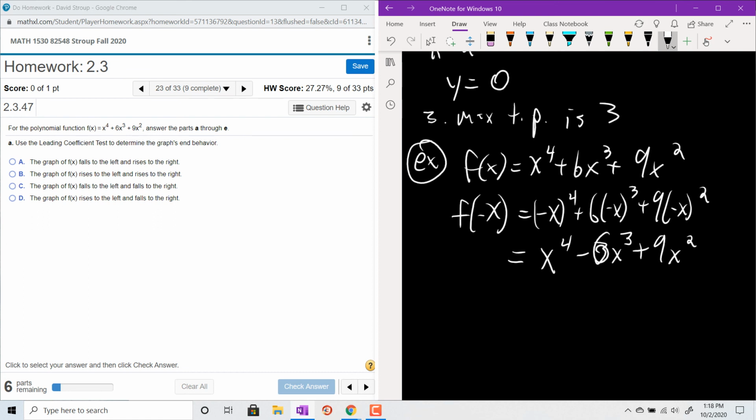So you need either all the signs to change or all the signs to stay the same for this to be even or odd. If all the signs stay the same, it's even. If all the signs change, it's odd. So if neither is the case, then you have neither, basically. And that's this case. So you can see that two of the terms changed sign, but then this middle one didn't. So that's neither. Okay. Even nor odd.